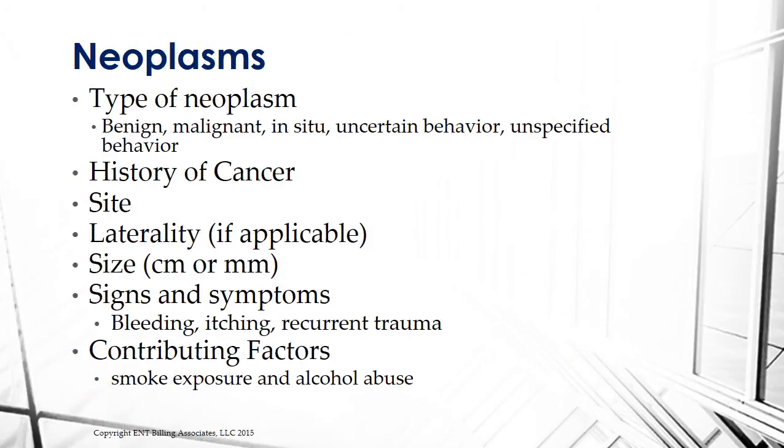So the next condition we'll discuss are neoplasms. When documenting your notes, it is important to cover the type of neoplasm. Forwarding pathology reports will help to define your neoplasm type. So, for example, a type would be benign, malignant, in situ, or if it has uncertain behavior, so if it's a growth or dysplastic nevus.